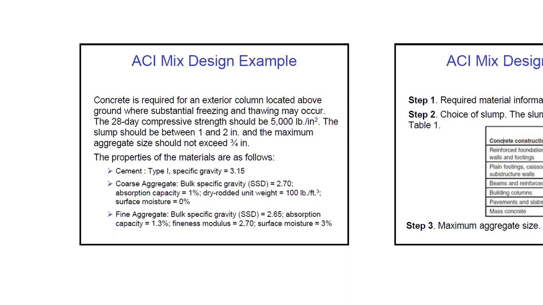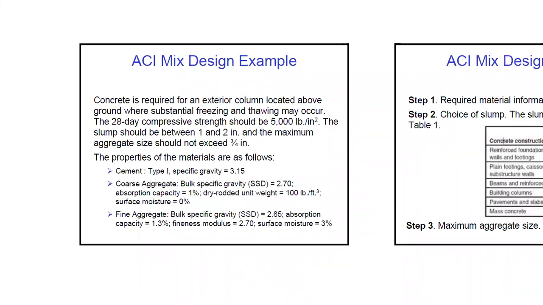Cement is type 1, that is normal Portland cement. The specific gravity for cement is 3.15. The coarse aggregate bulk specific gravity is 2.70. Its absorption capacity is 1%. Now, by this absorption capacity, you know that the absorption capacity plus surface moisture, you've already got the idea. So this is the absorption capacity. It can only absorb 1% by weight of its aggregate weight.